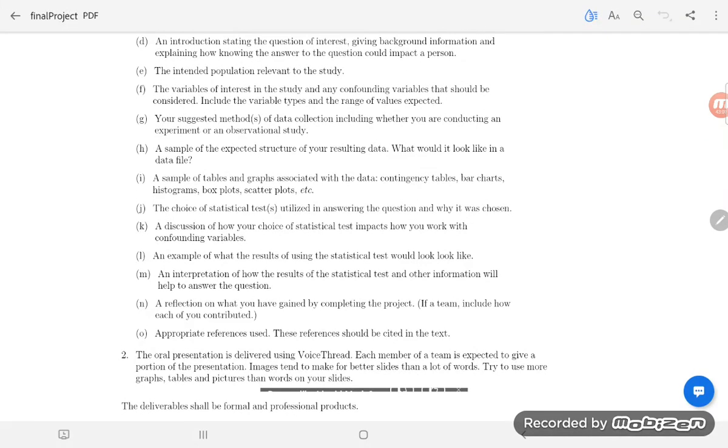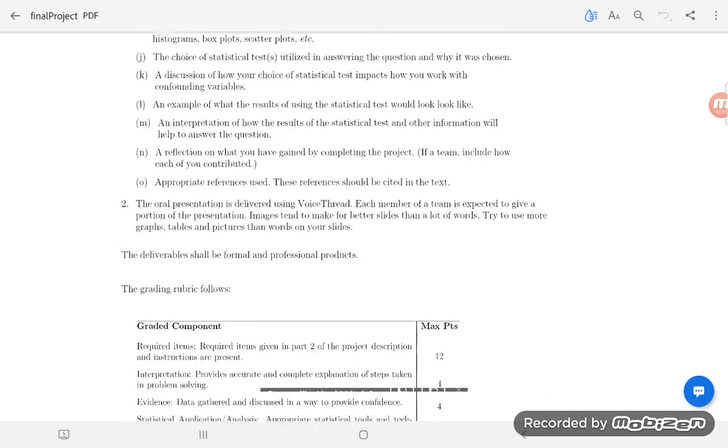So L, they gave a bunch of those statistical results, what they would look like and so forth, and then how they would be interpreted. And so they did all of these things, a reflection, and appropriate references used, and they were cited. So they had every item in very complete form. Now, they just didn't pull everything off beautifully.